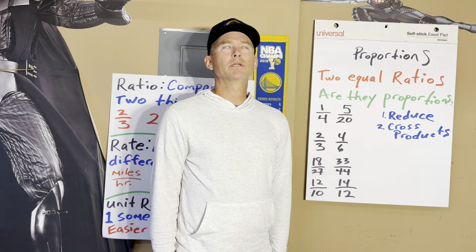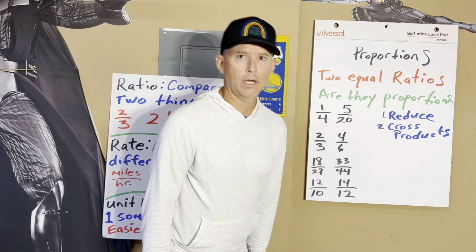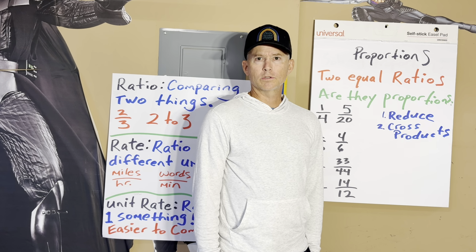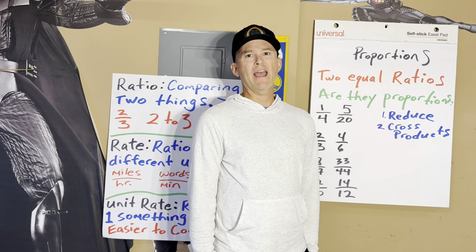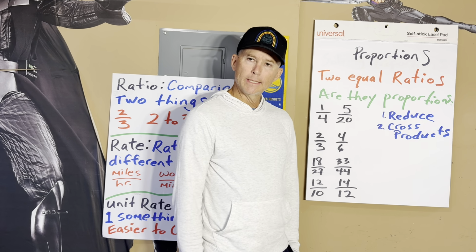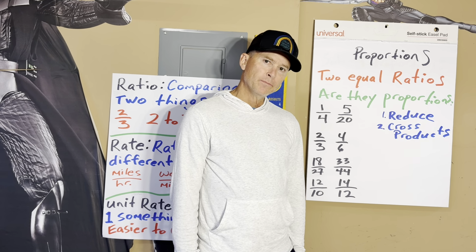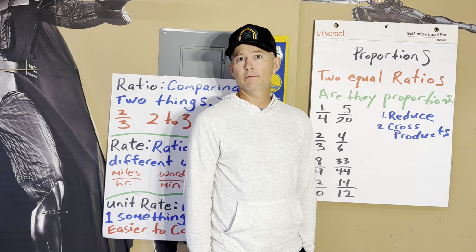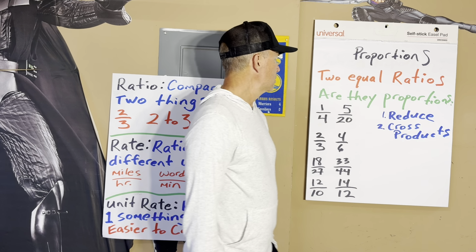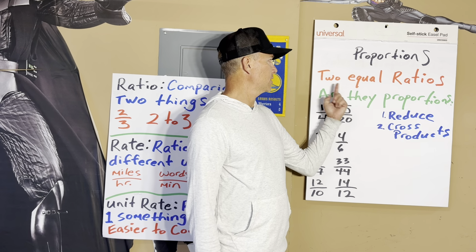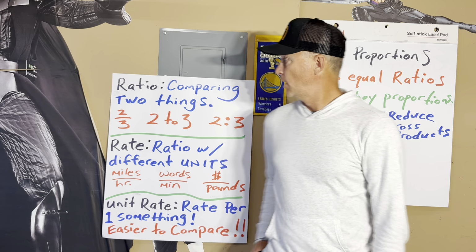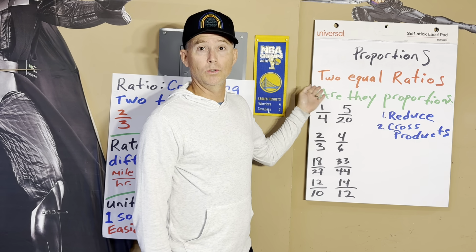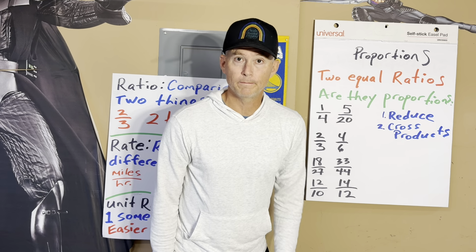Okay, proportions are so important. When we graph, when we slope, when we solve the world's problems, proportions are just everything. So we're going to go ahead and discuss what a proportion is, and we're going to solve for them, and I have one word problem. So, pretty simple definition: two equal ratios. Ratios compare two things. Proportions are two ratios that are equal.